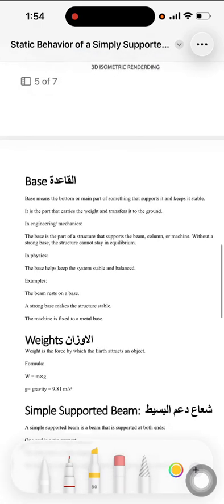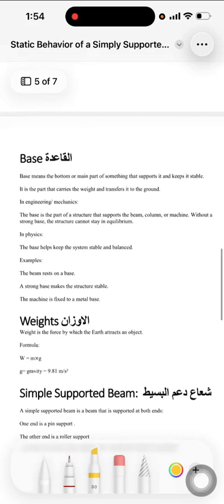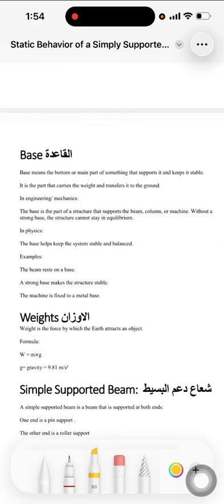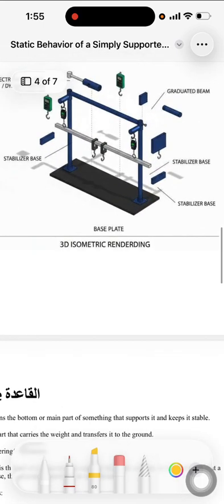Our first explanation is of the base. Base means the bottom or main part of something that supports it and keeps it stable, and the part that carries the weight and transfers it to the ground. In engineering and mechanics specifically, the base is the part of a structure that supports the beam, column, or machine. Without a strong base, the structure cannot stay in equilibrium. This is our beam. This is our base.